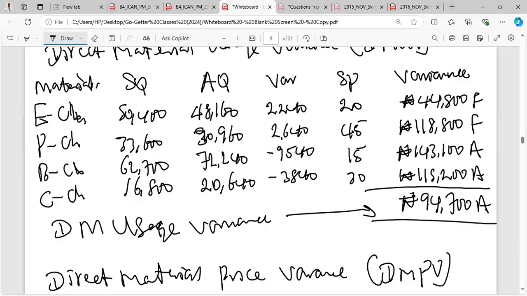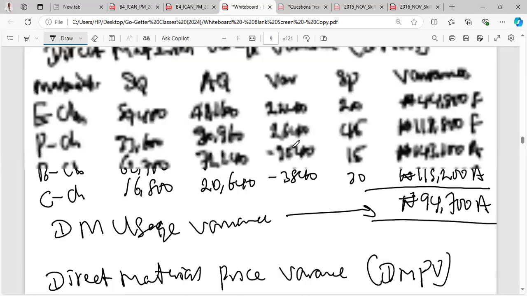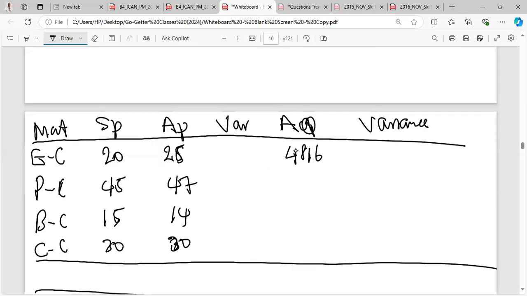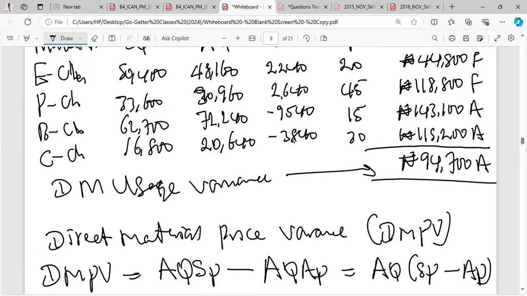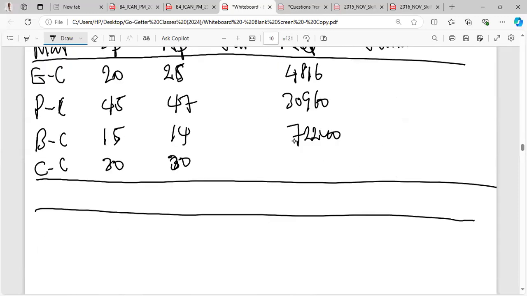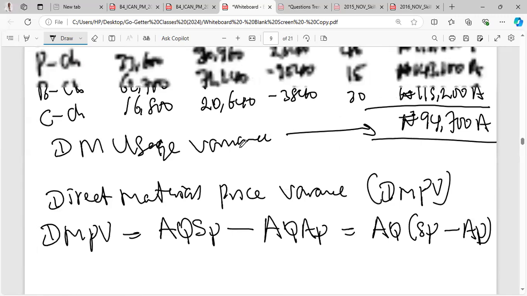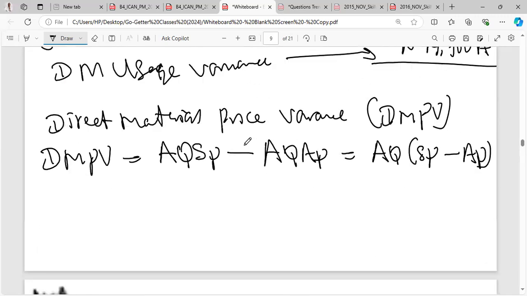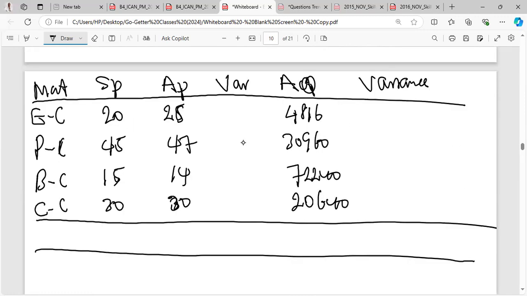Actual quantities: 4816, 3960, 72,240, and then the next one is 2640. Of course, here the variance is nil.